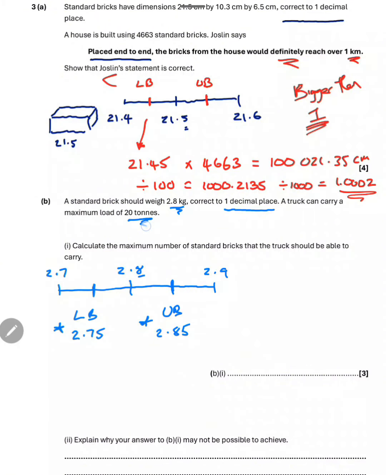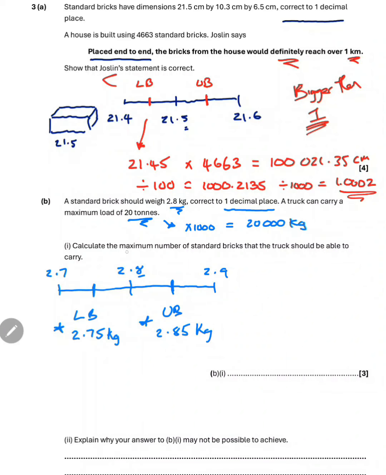A lorry can carry 20 tonnes. Well, 20 tonnes, if we times that by 1,000 to start with, that's going to change into kilograms. So we've got 20,000 kilograms. This is my lower bound for the brick in kilograms, and this is my upper bound for the brick in kilograms. And if I want to know how many bricks, it's going to be a division. I'm going to take what the lorry can carry divided by what a brick weighs.